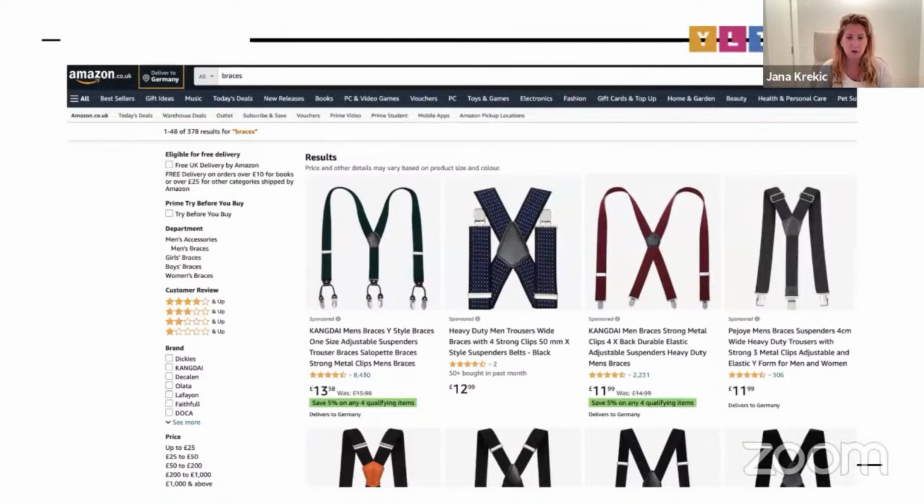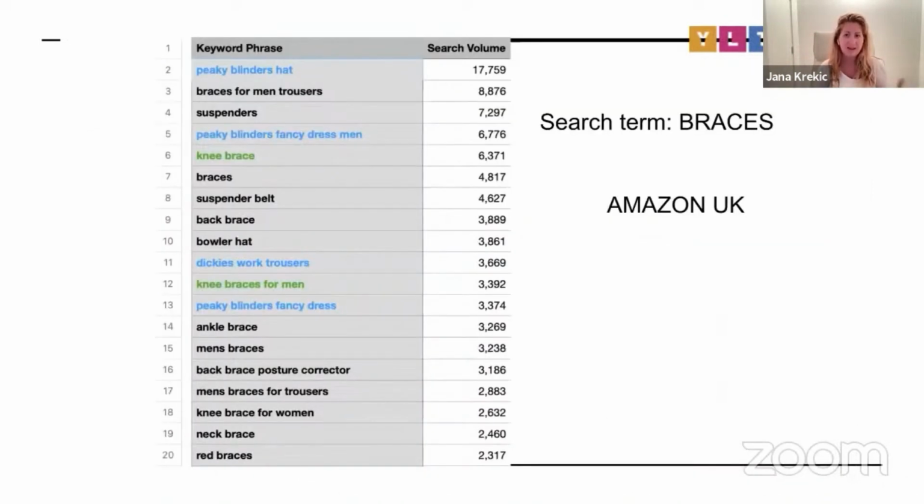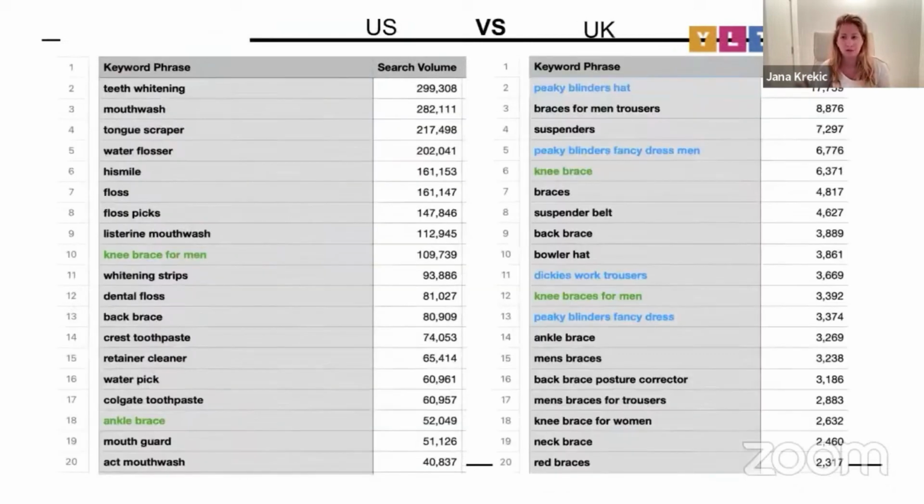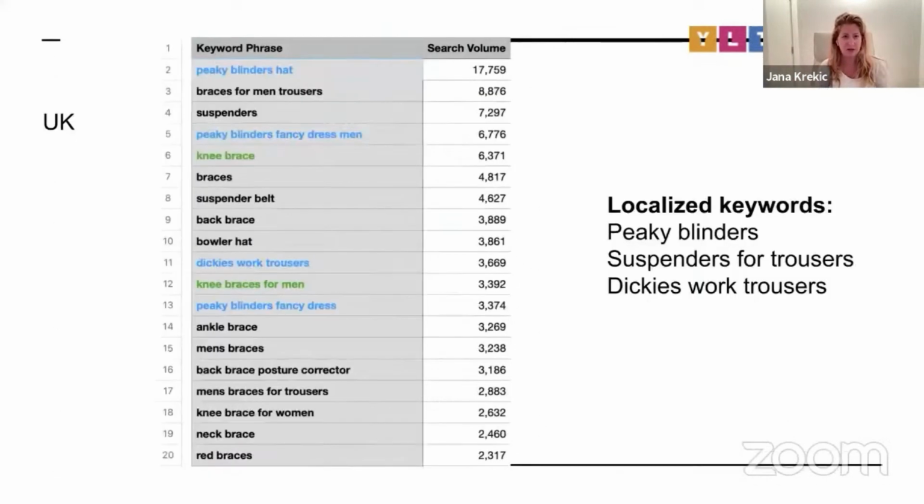But Amazon.co.uk has only the trouser braces, and the situation with the keyword list is this. The blue ones are the localized ones. We still have the knee braces, but there are no dental hygiene related products found in the top 20 keywords. Actually, I think it was around 300-something that you get to see the dental keywords as well. If you compare these two, you'll clearly see that they have nothing to do with each other.